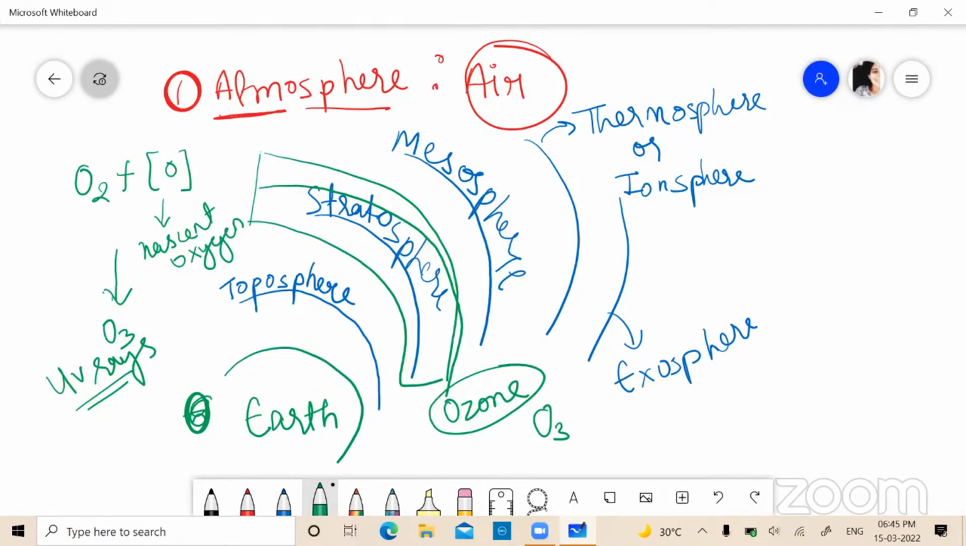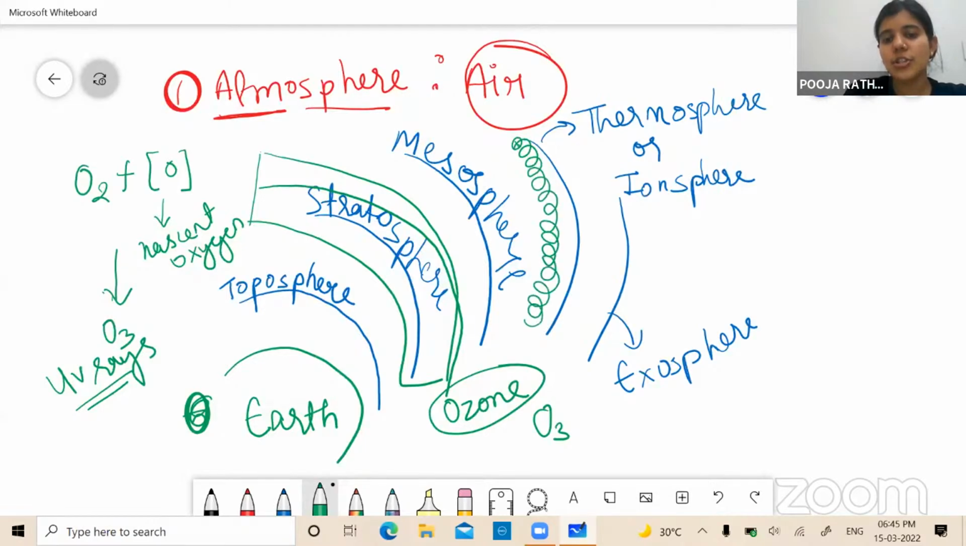Okay. And our radio waves and antennas work under the mesosphere and thermosphere. Our radio frequencies and television frequencies all work under the mesosphere and ionosphere, in the middle of these. From that part, we get all the frequencies. Our satellites are launched there, and we get all the frequencies from that part only. Okay, so that's all about atmosphere.